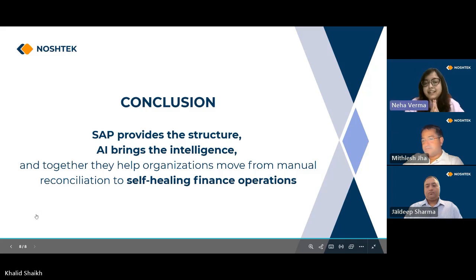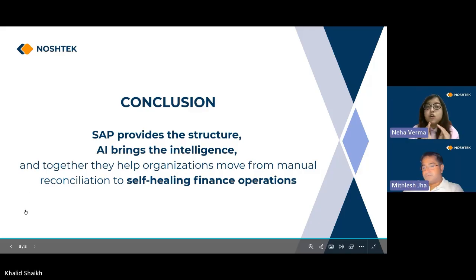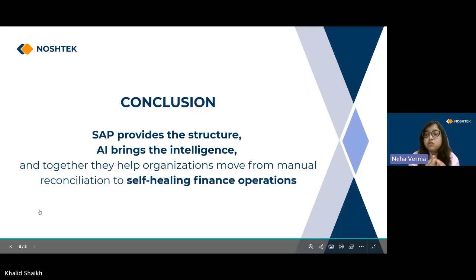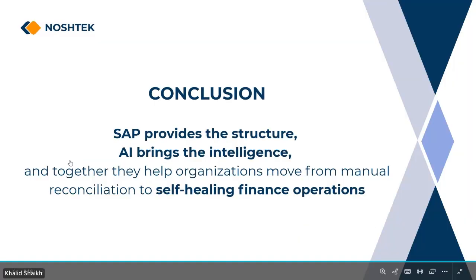So, AI isn't really replacing the finance function, it is augmenting it. It is allowing teams to close clarification cases faster, reconcile accounts with greater accuracy, and gain a live view of cash positions. The real win lies in shifting finance from a reactive, error-correcting role to a proactive, insight-driven partner, and in business decision making this is of paramount importance. In short, SAP provides the structure, AI brings the intelligence, and together they help organizations move from manual reconciliation to self-healing finance operations where every transaction tells its own story.